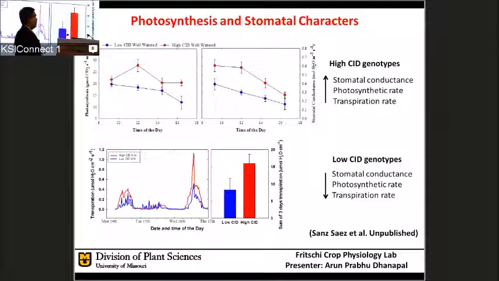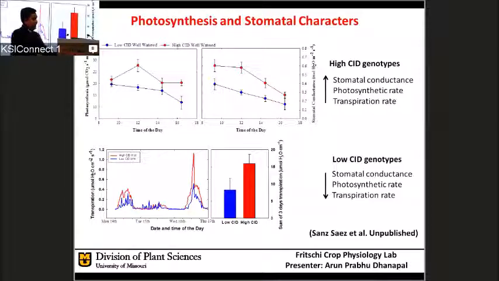So when we say there is higher stomatal conductance, there should be higher transpiration. As you can see in the figure over here, we did observe that as well. The transpiration was calculated by placing the pots on a scale and measuring the water loss every 5 minutes. As you can see here, the high CID genotypes had higher transpiration, and when we average them, the sum of 3 days of transpiration is shown over here, where the high CID genotypes show higher transpiration.